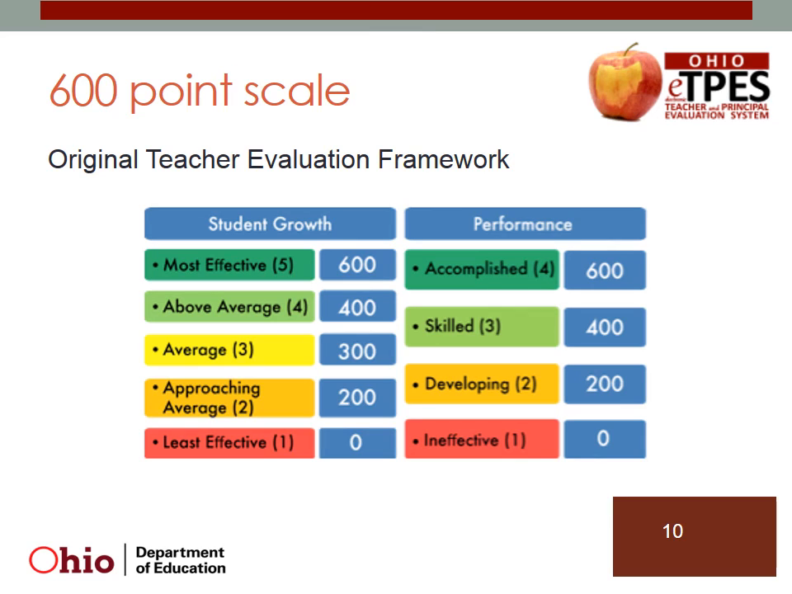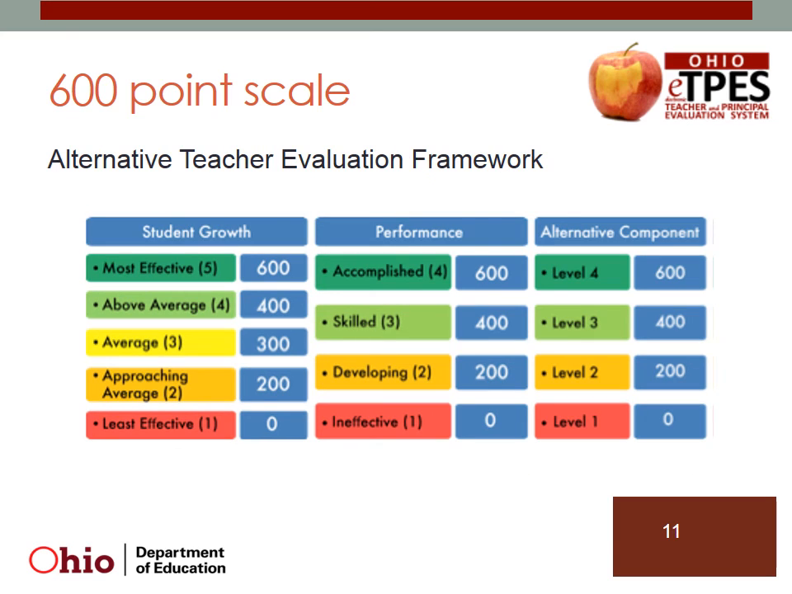This graphic shows how the scores on student growth measures and performance standards are converted on the original teacher evaluation framework. These score conversions would also apply to the Ohio Principal Evaluation System, or OPES. This graphic shows how the scores on student growth measures, performance standards, and the alternative components are converted for the alternative teacher evaluation framework. So why use a 600-point scale for both the original and alternative frameworks?